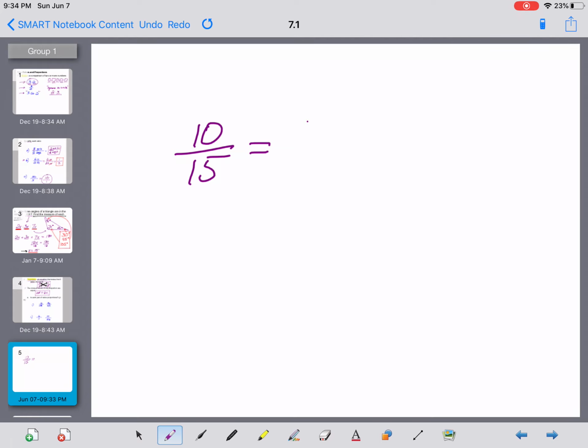The 10 divided by 5 in the numerator is 2. The 15 in the denominator divided by 5 is 3. So this is something that probably a fourth grader could tell us is true here, that 10 over 15 is equal to 2 over 3. Well, if we go back to what we just wrote down, we have one ratio equal to another ratio. That is what we call a proportion.